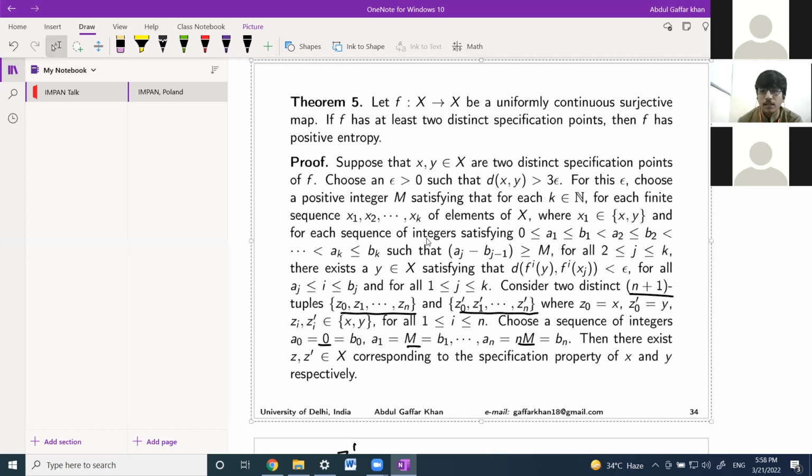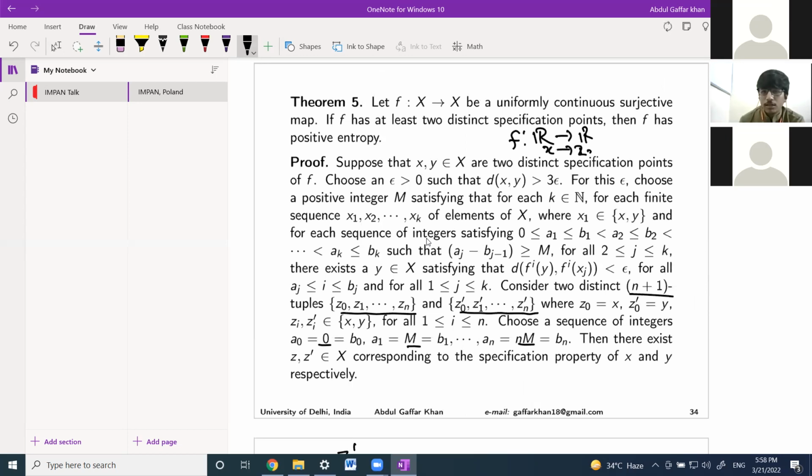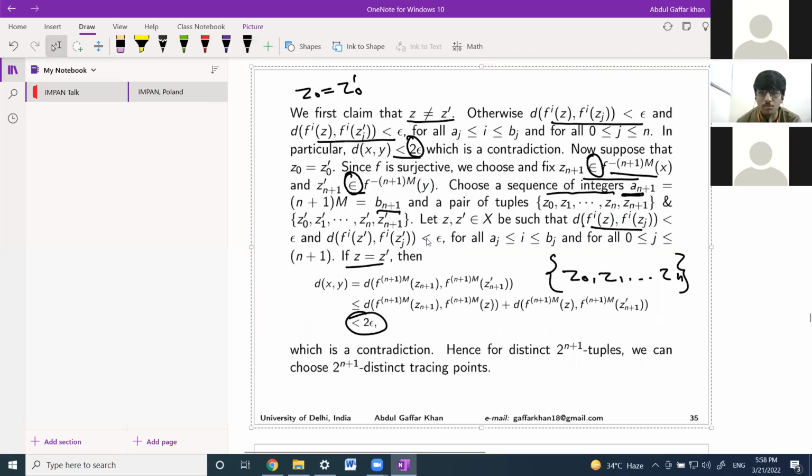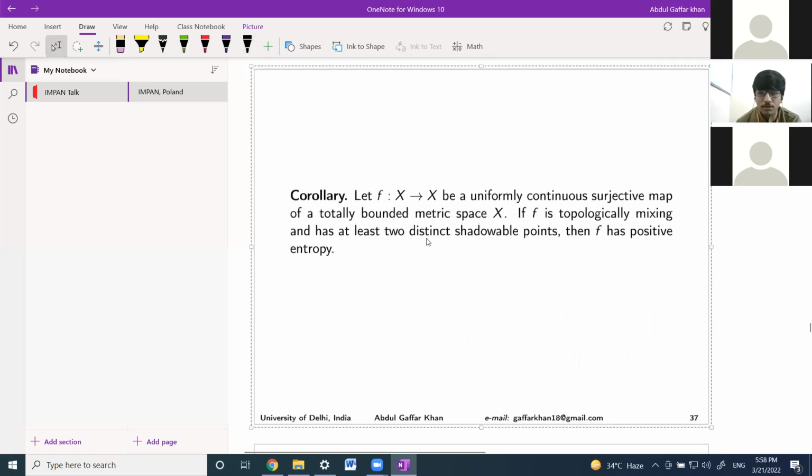We can see that f can have positive entropy even if it has no distinct specification points. Just look at this example. It has been proved by Das and Das that this map will have positive entropy. But using arguments similar to those we have used, the map x squared can be shown to have no specification points, yet it has positive entropy. So the converse of this result is still not true.